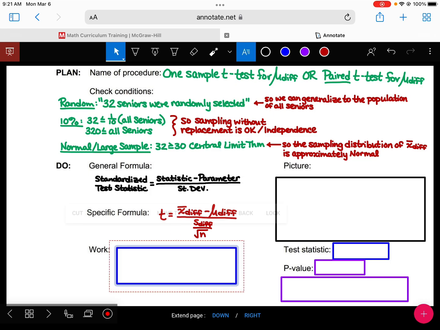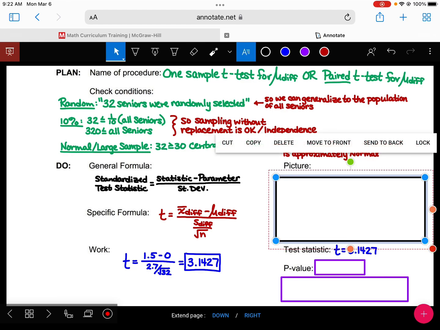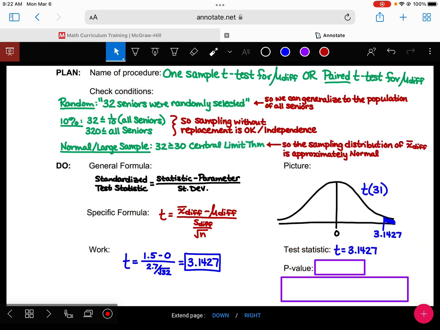What was our test statistic? 3.1427. I wrote out a couple extra digits just so you could compare yours against mine. So there's our test statistic. Picture. What's this going to look like? Flatter curve. We're going to put this 3.1427 whatever and then shade which way, left or right? Right. Shade to the right because greater than on our alternative hypothesis.